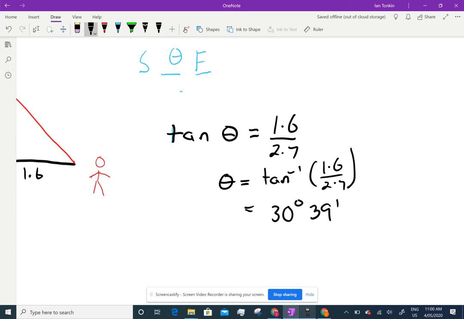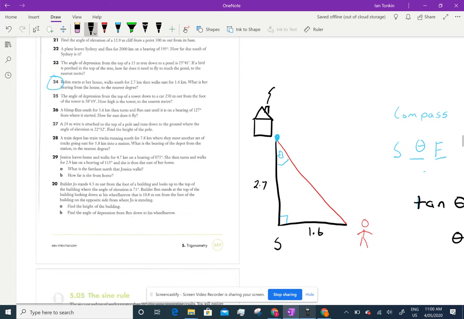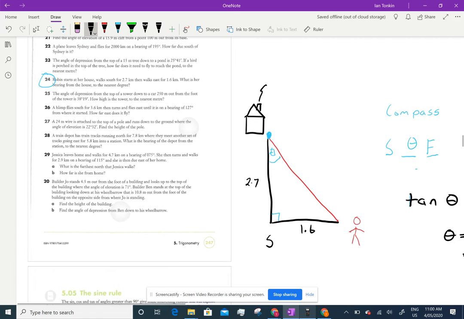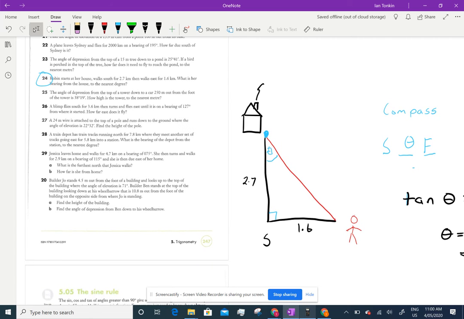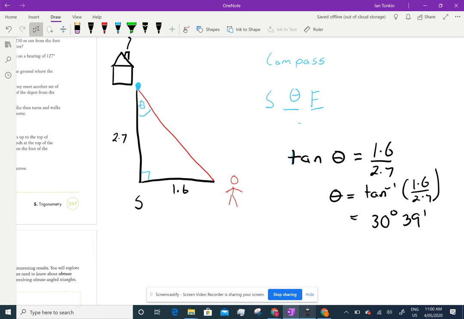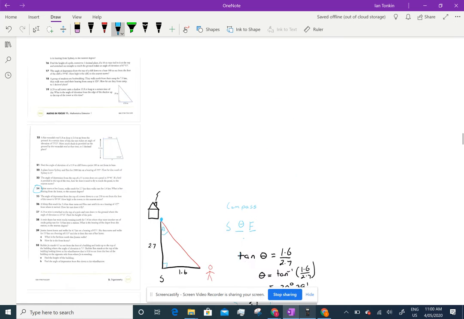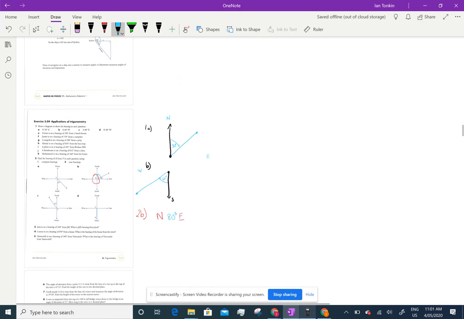And what question is this? 24, and I know that's right because I've seen the true bearing. So her bearing is south 31 degrees east. So we've got a from north or south acute angle. So they're compass bearings. All right.